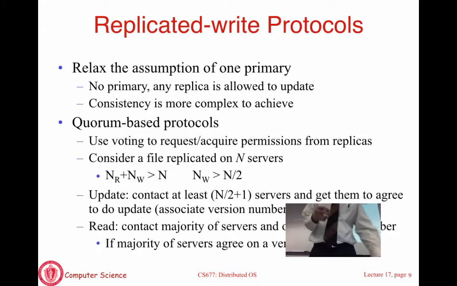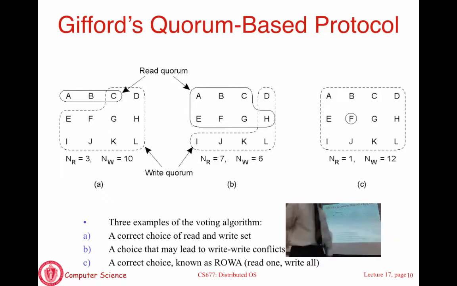Okay, so that's Gifford's quorum-based protocol. It's a voting-based approach. We are going to come back to voting when we talk about fault tolerance and Paxos in a little while. Voting is going to be an important aspect of many important properties in distributed systems. One, we are going to talk about agreement. We are going to talk about consensus. We are going to talk about fault tolerance. A lot of them are going to be voting-based. We encounter voting when we are doing leader election and so on.